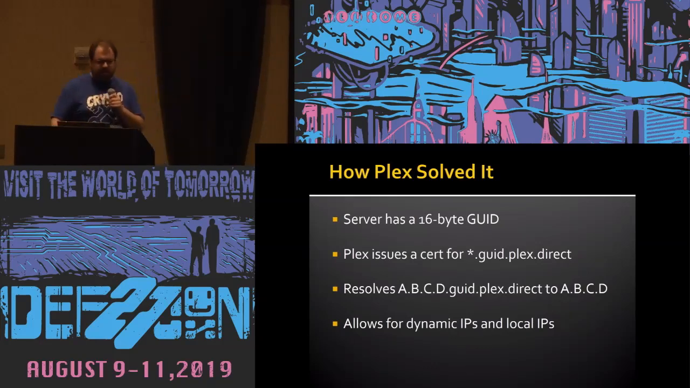And so this allows friends to connect to your server over the internet, even if you have a dynamic IP address from your ISP. It also lets you connect directly on internal, like 192.168 IP addresses as well, and everything is nice and secured.